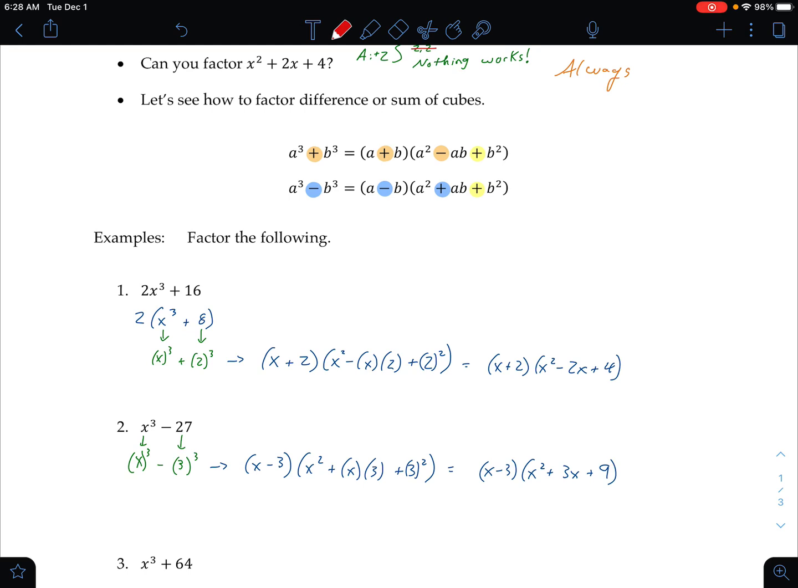And again, if we look to try and factor the trinomial at the end here, two numbers that multiply to 9 that add to 3, there are none. And the one above, two numbers that multiply to 4 and add to negative 2, there are none. That'll never be factorable.